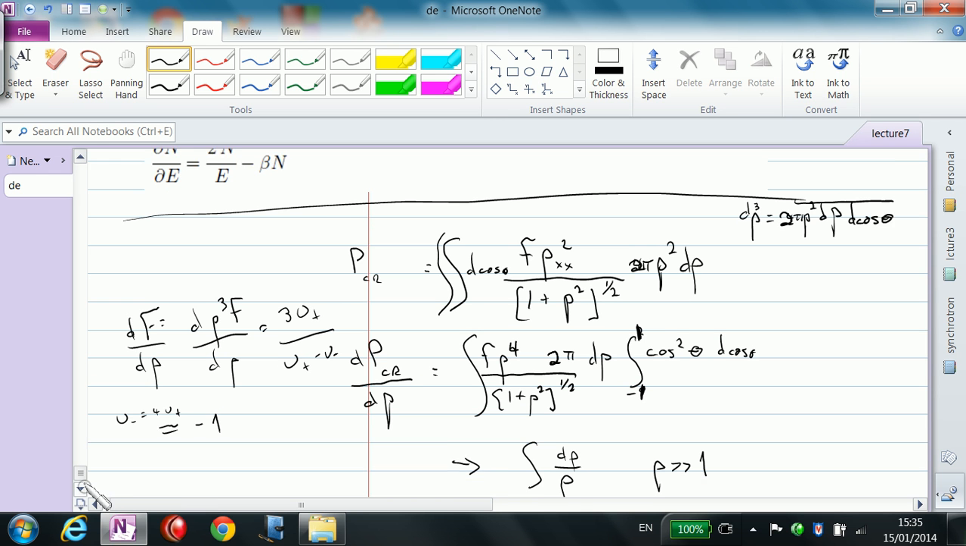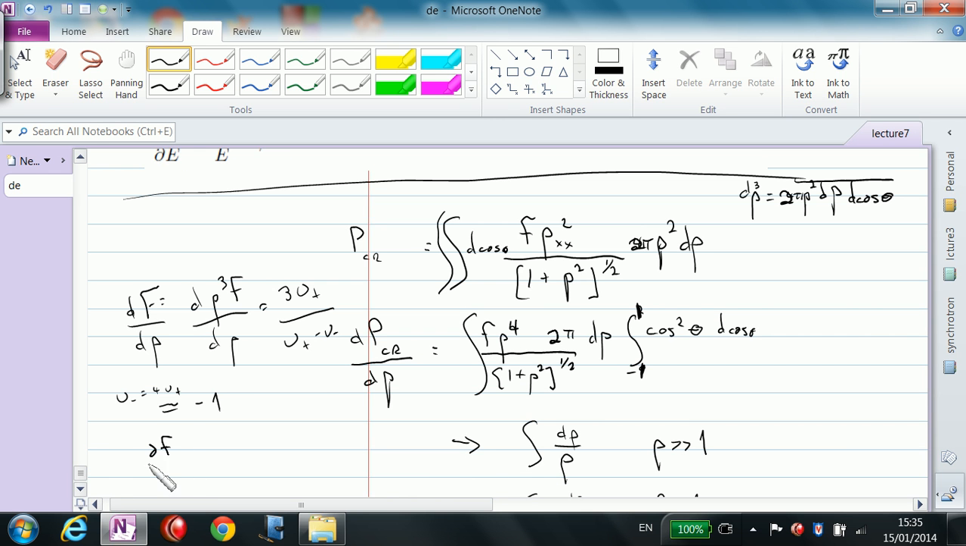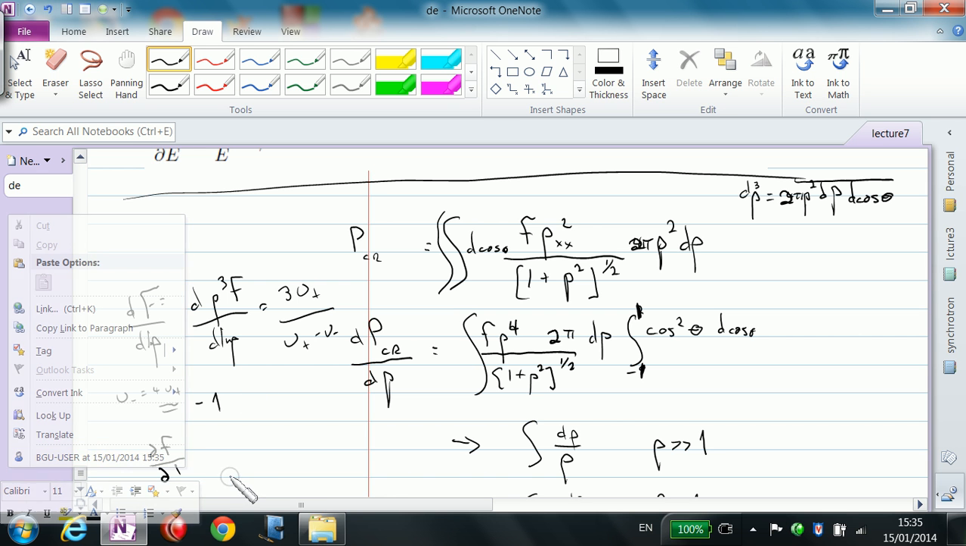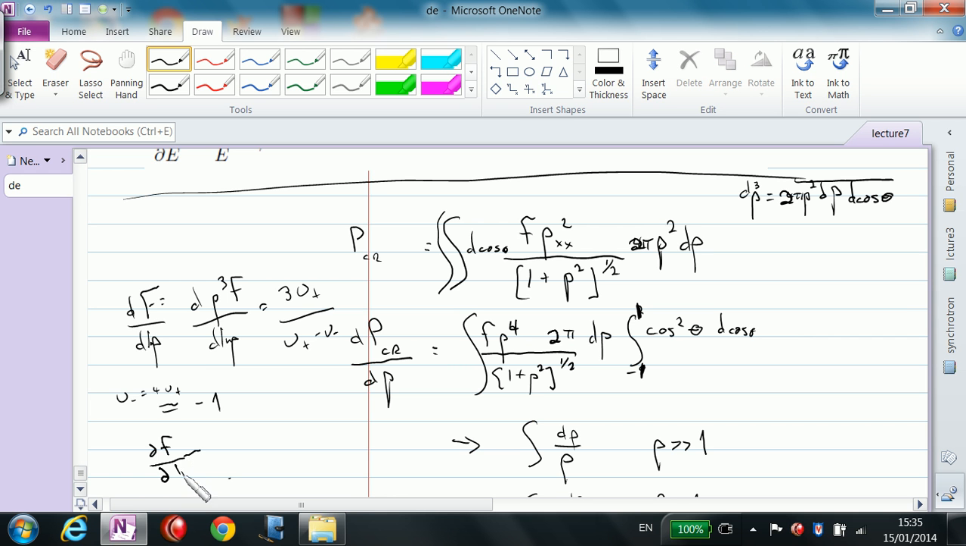So that means the df, let's say d log p. I think that's what this was. That's equal. So d little f d log p should be minus 4, right?